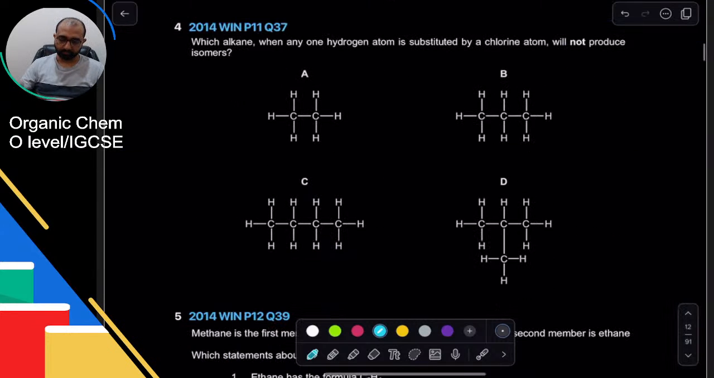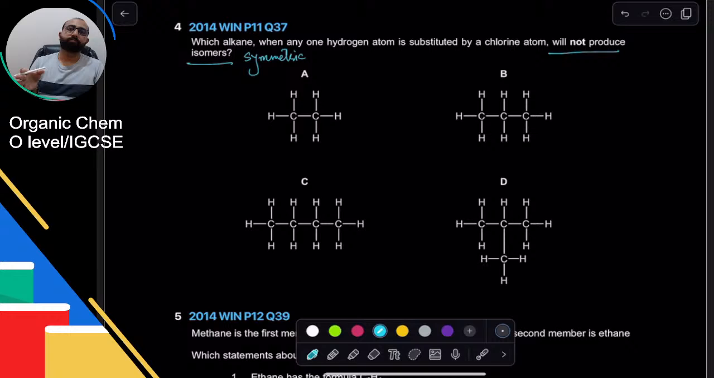Which alkane, when any one of hydrogen atom is substituted by a chlorine atom, will not produce isomers. If I look at what this is trying to say, it simply means it is symmetric throughout. That's what they're saying: no isomer will form wherever I change the chlorine, whatever position I put it in, it will be the same compound. So let's see. Symmetry is what we are going to look for. Is this one symmetrical? In fact, they're all symmetrical in some sense, except D.